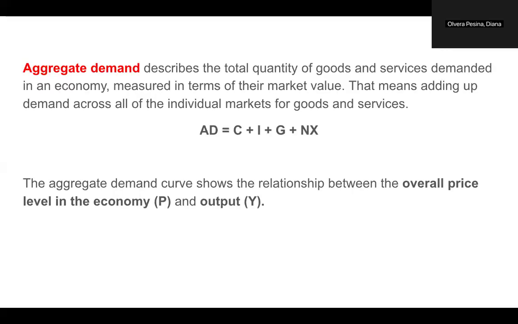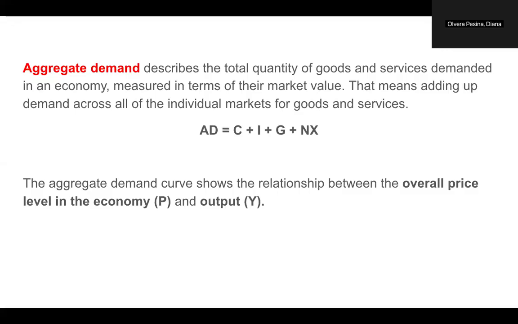So, aggregate demand describes the total quantity of goods and services demanded in an economy, and it's measured in terms of their market value. That means you add up the demand of all the individual markets for goods and services. So, basically, the demand that we've been going over for a single product in a single market, now we're adding all of that up. The way we do that is you'll see our formula here. Aggregate demand equals consumption plus investment plus government expenditure plus net exports, which is our exports minus our imports.